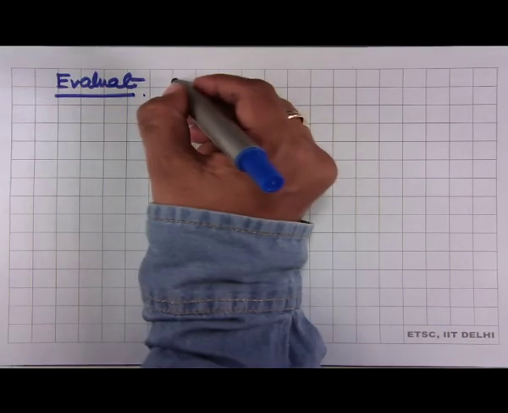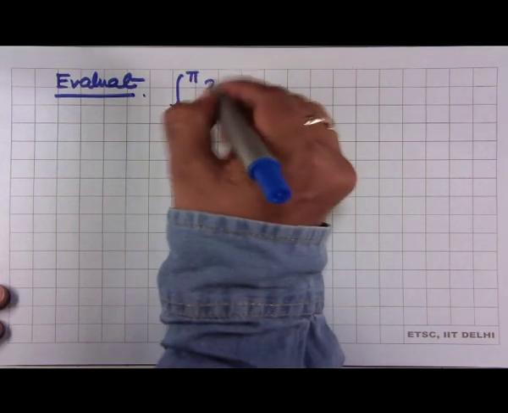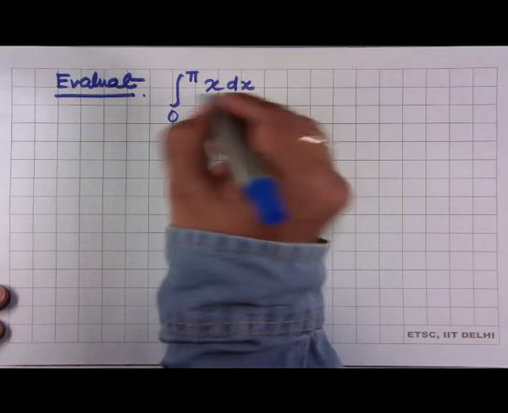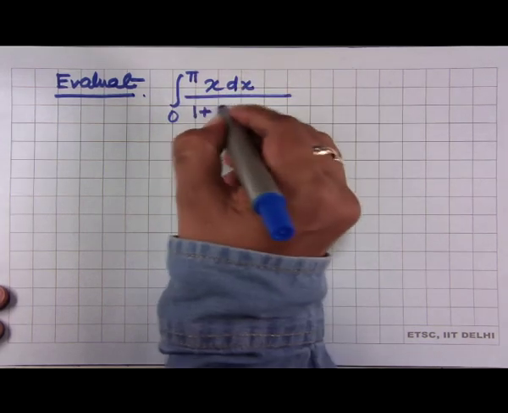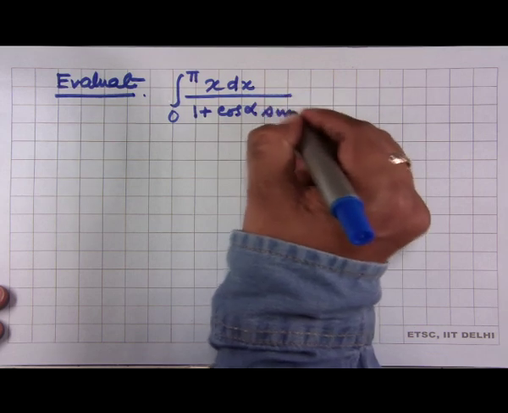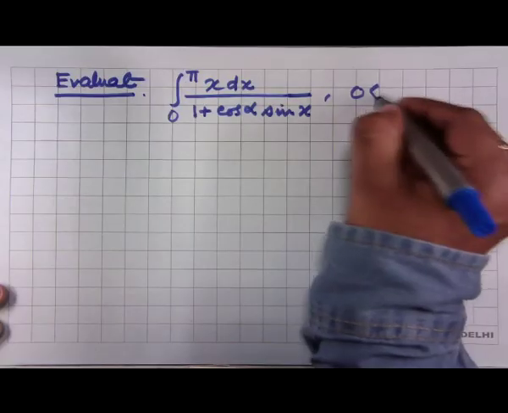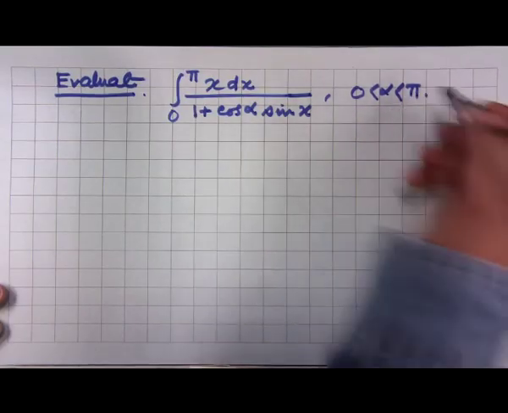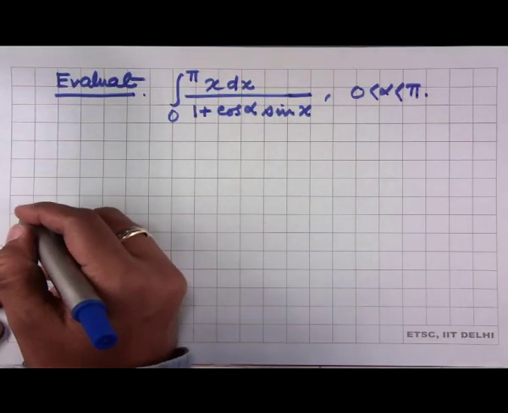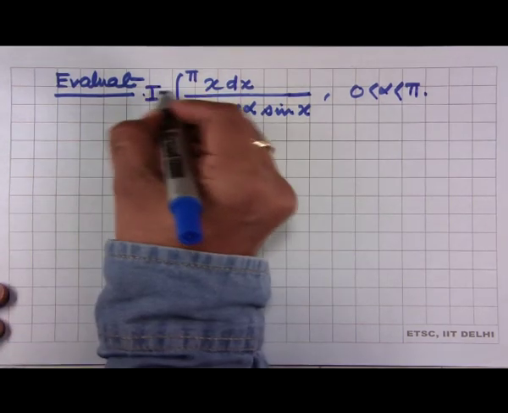Evaluate the integral from 0 to pi of x dx over 1 plus cos alpha sin x, where alpha is given to be lying between 0 and pi. So let this integral be I.